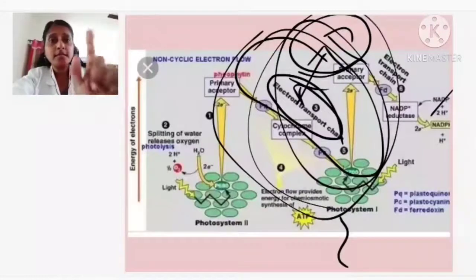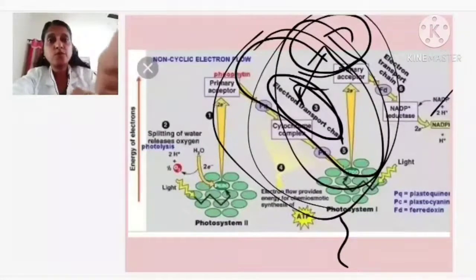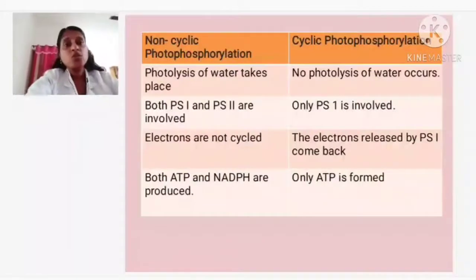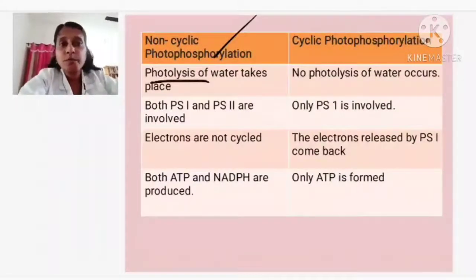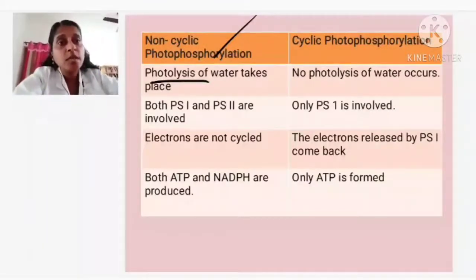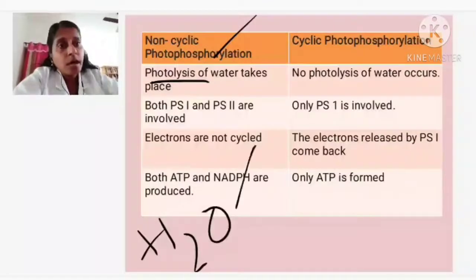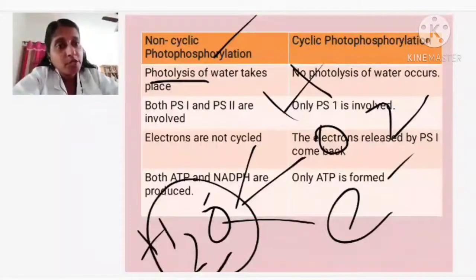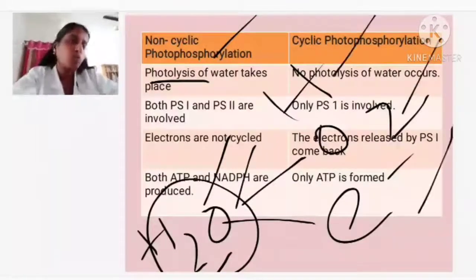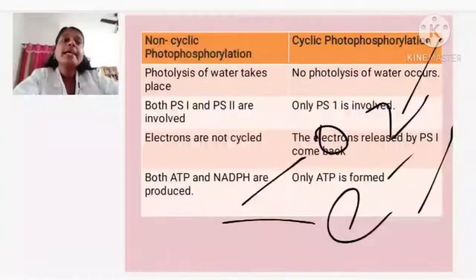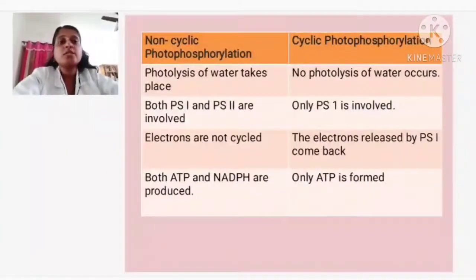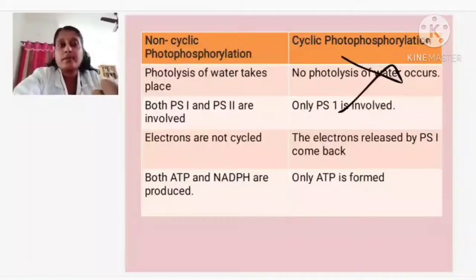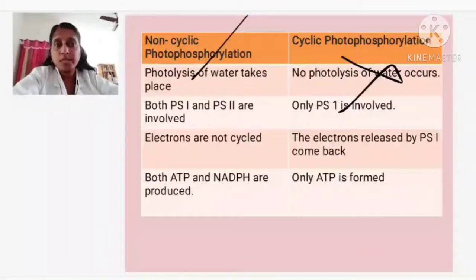Now, what is the difference between cyclic and non-cyclic photophosphorylation? A very important question, okay. In non-cyclic photophosphorylation, water is split, isn't it? So photolysis of water is taking place. What is photolysis of water? Breaking of water in the presence of light into hydrogen, oxygen and electrons is called photolysis of water. It takes place in non-cyclic photophosphorylation, but not in cyclic, okay. So in cyclic, there is no splitting of water. Here there is splitting of water.